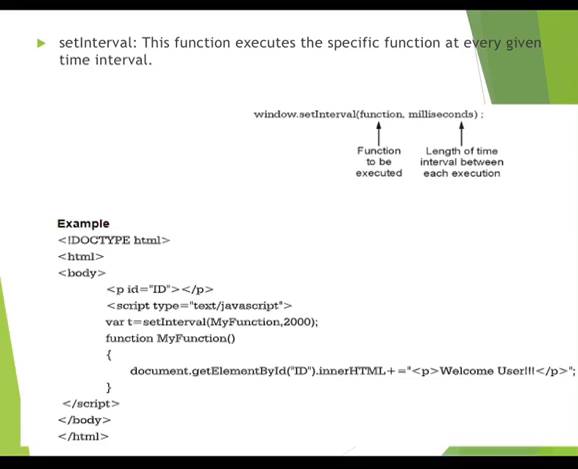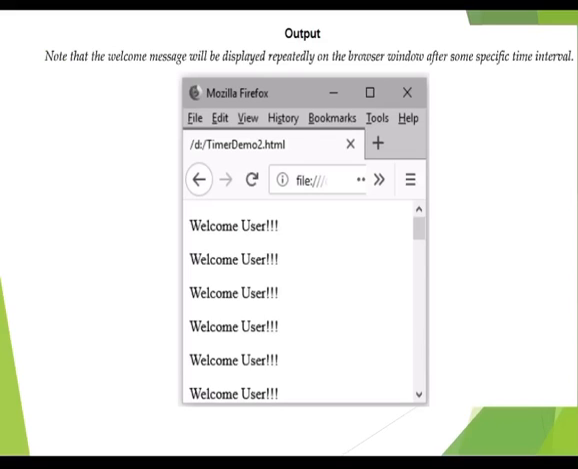So let's see the output. Okay, so this message will be displayed repeatedly on the browser window after every 2000 milliseconds. Okay, I hope the code and output are clear to all. Let's move on to the next slide.